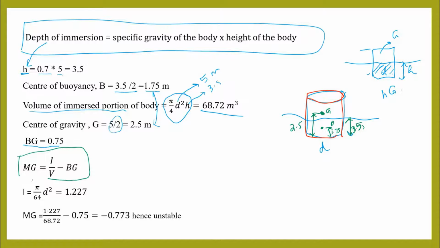Now we apply all those values into the equation MG is equal to I by V minus BG, where I is pi by 64 d to the power 4 for a cylinder. We substitute the values and you will get a negative value. A negative value indicates that the metacenter is below the center of gravity, which is unstable. If the value is positive, it indicates the metacentric height is above the center of gravity, which is stable. Here we have got minus 0.773, a negative value, so the metacenter is below the center of gravity, which is unstable.